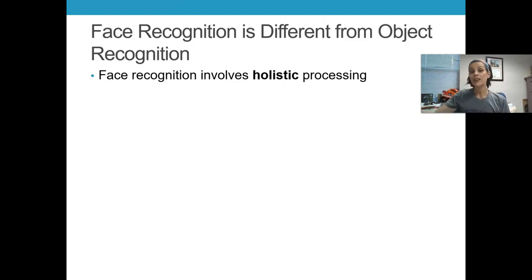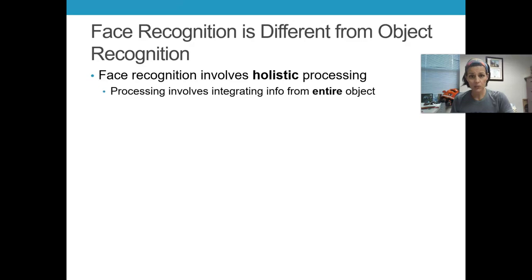Face recognition involves a lot of holistic processing. So we process the face as a whole rather than breaking it down into its smaller component parts. So what do I mean by holistic processing? I mean that we are integrating information from the entire object. We're not just saying, okay, here's one eye, here's the nose and the mouth, and we're going to combine those and get the face. We're looking at the entire face as a whole.